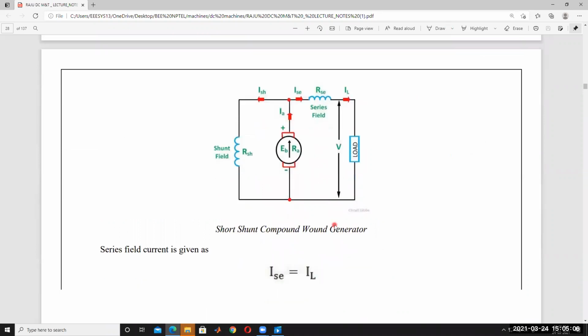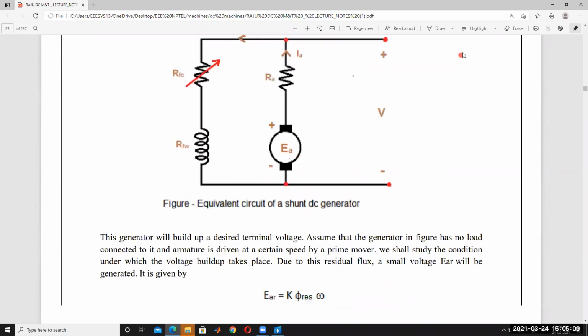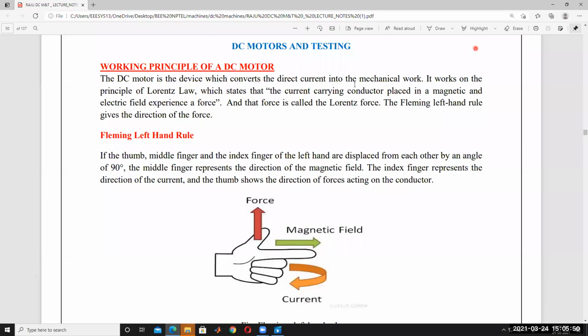And then coming to the motors. The working principle of a DC motor: you know well that when a current carrying conductor is placed in a stationary magnetic field, it experiences a force. That is the motor principle. The motor is based on Fleming's left-hand rule. For a motor, Fleming's left-hand rule; for a generator, Fleming's right-hand rule.